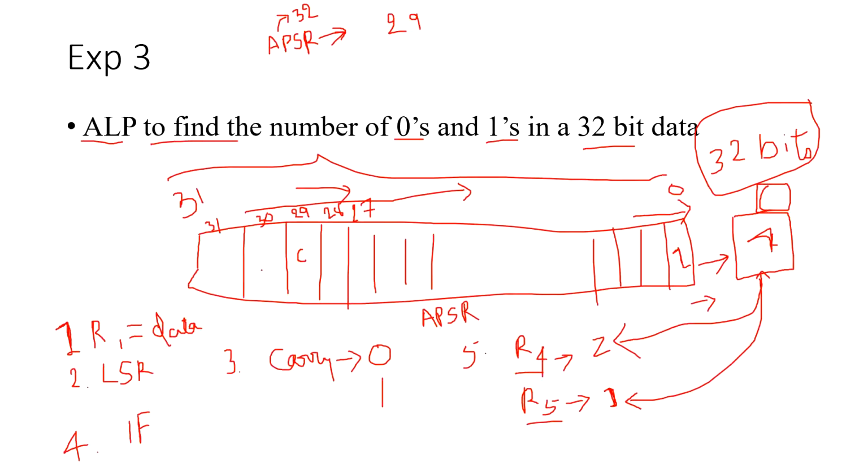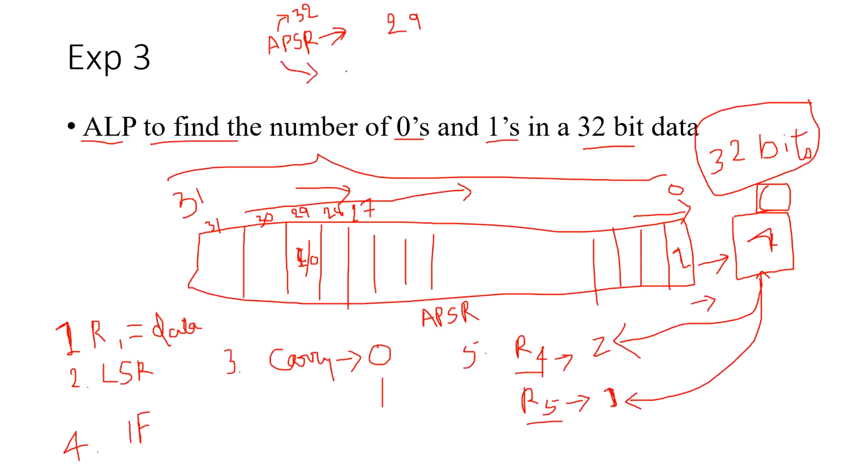Suppose if the 29th bit is 1, that means the carry is 1. By chance if it is 0, that means the carry is 0. So we have to read the APSR register, which is a 32-bit register, and by that we will come to know what the answer is. To read this APSR register, I cannot read directly.